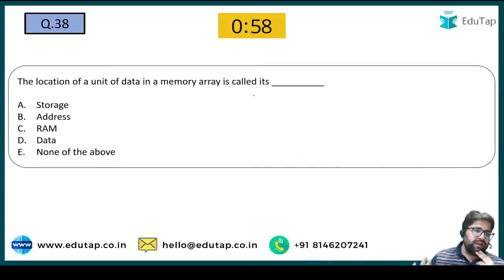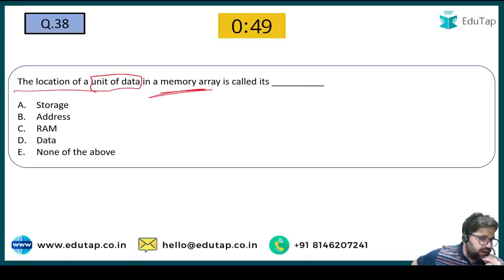Question number 38. The location of a unit of data in a memory array is called as. You have to identify the location of a unit of data in a memory array. It is called as, yes, it's kilobyte. So I can see maximum are giving the right answer only. Good, let's move to question number 38.